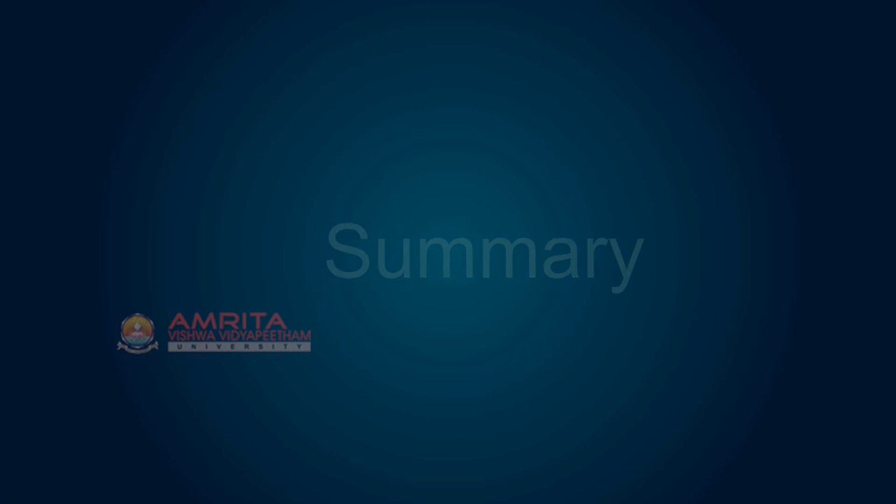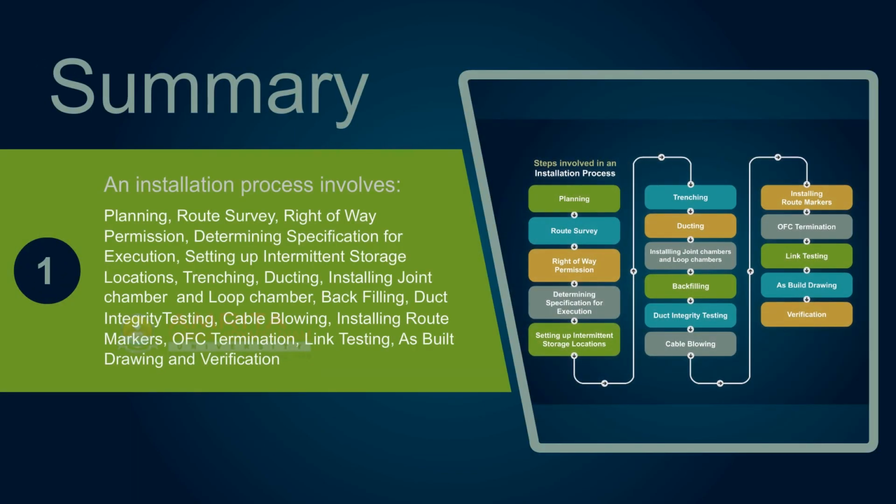Let's now recollect the key points. An installation process involves planning, route survey, right-of-way permission, determining specification for execution, setting up intermittent storage locations, trenching, ducting, installing the joint chamber and loop chamber, backfilling, duct integrity testing, cable blowing, installing route markers, OFC termination, link testing, as-built drawing, and verification.